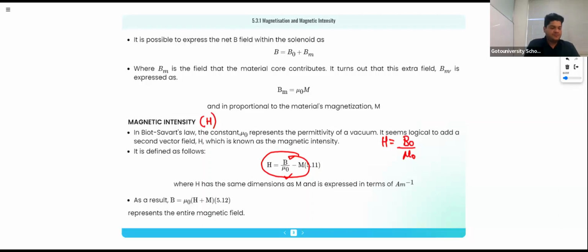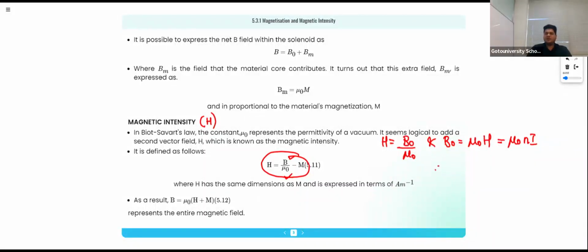Also we know that B naught is equal to mu naught into H, so this will be equal to mu naught N into I. What is mu naught? Permeability of free space. What is N? Number of turns. What is I? I is known as the current. So in place of B naught, can we write mu naught N I? Yes, we can write mu naught N I.